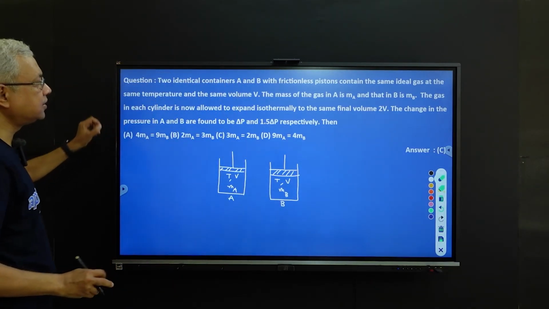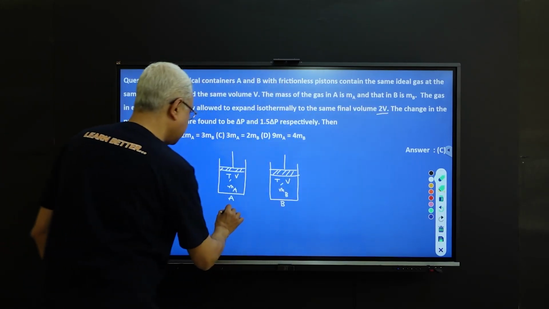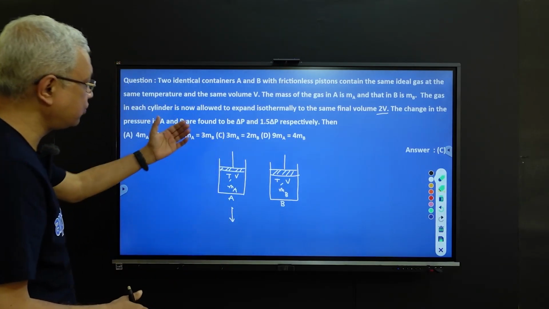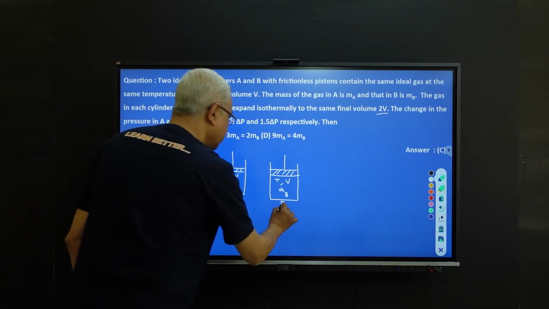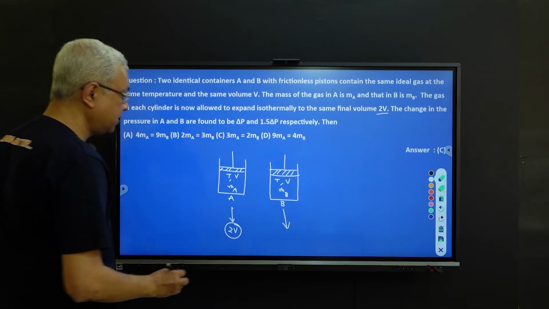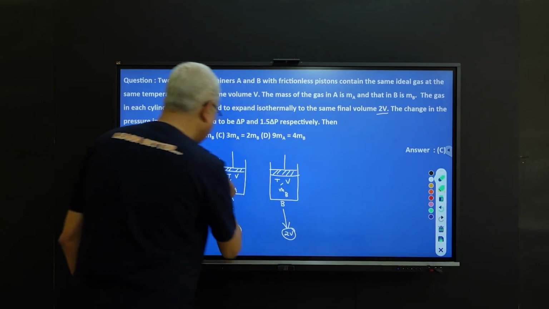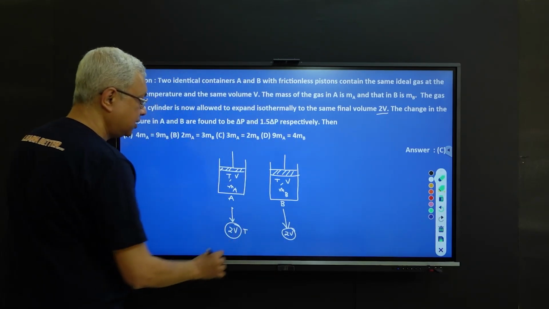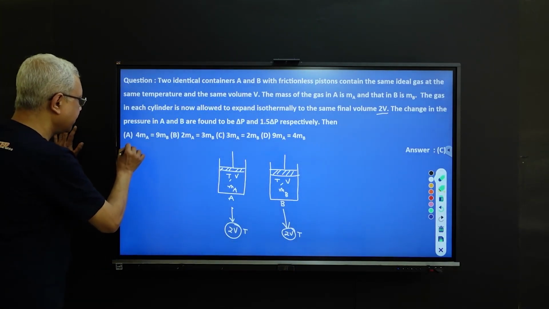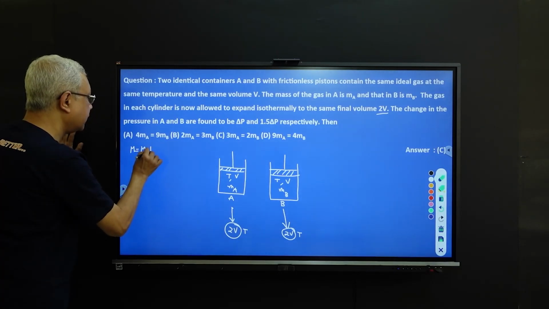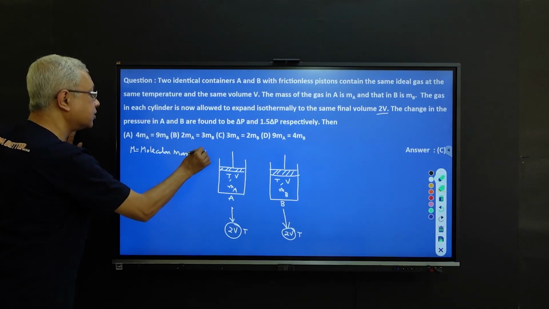The gas in each cylinder is now allowed to expand isothermally to the same final volume 2V. That means the gas is expanded isothermally and its volume becomes 2V. Since it is an isothermal process, the temperature again becomes T, here also it is T. And let M be the molecular mass of the gas.